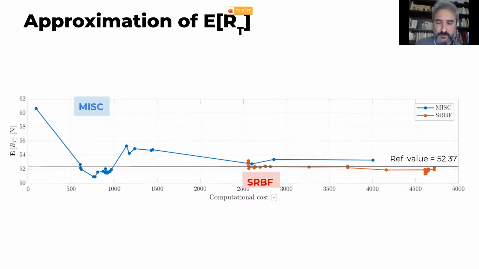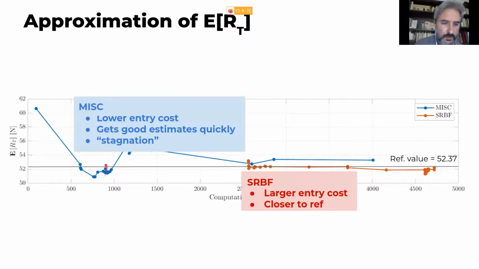The entry cost of SRBF is much larger, due to the initialization procedure that I haven't really described, but trust me, the initialization procedure requires sampling all fidelities. So there's a higher entry cost, whereas MISC starts with only the low fidelity, so you get a lower entry cost. And then MISC gets to a decent approximation decently cheaply, whereas then what happens here is that MISC doesn't converge to the same extent as SRBF, I would say.